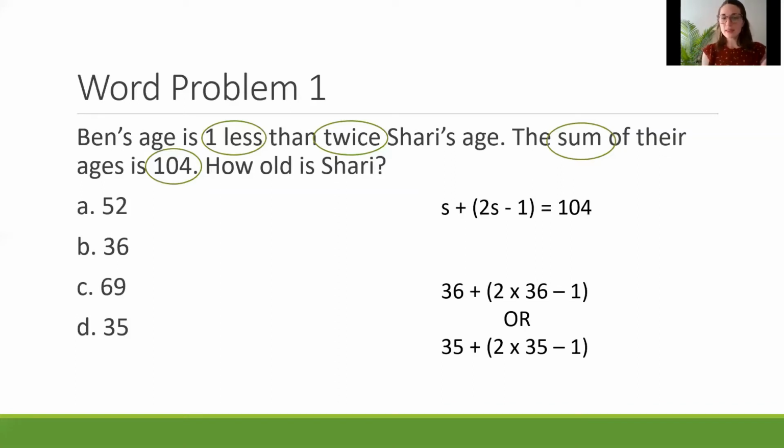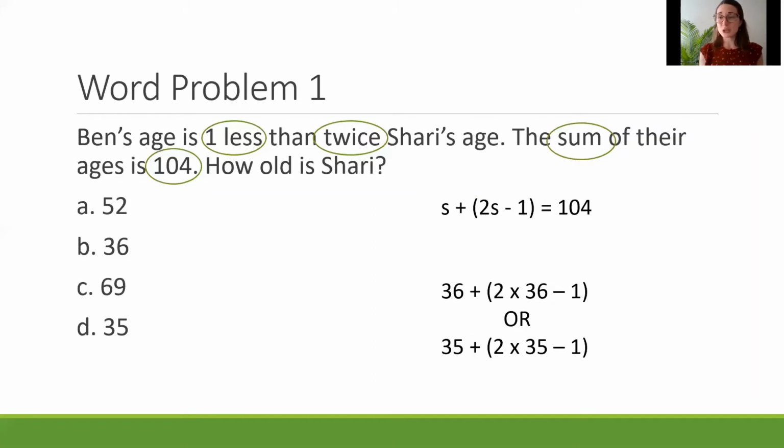Now, if I look at my options, I see the numbers 52, 36, 69, and 35. Right away, I'm thinking, I have to have the first number, Sherry's age, and then add it to itself times 2. So if I think about that with just rounding to 50, 50 plus 50 times 2, that's 150. That's way too high. So I already know that A and C are not going to be good options.